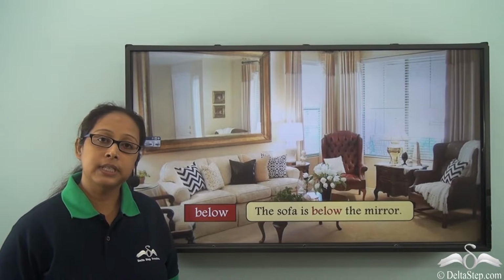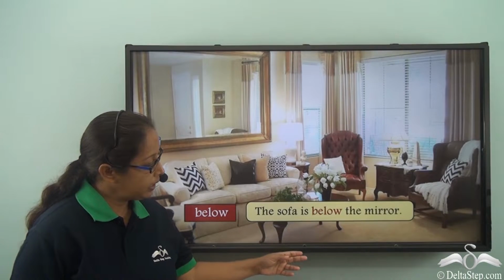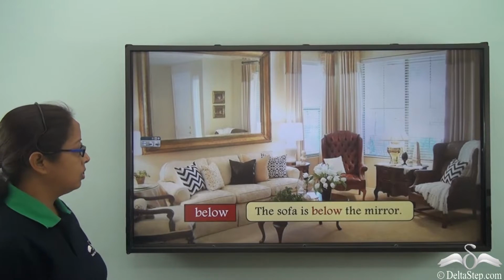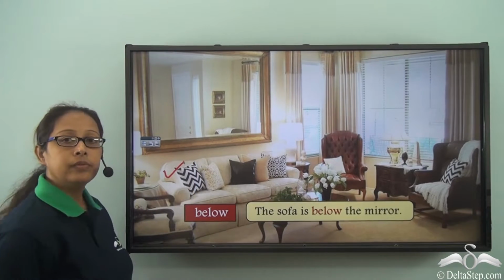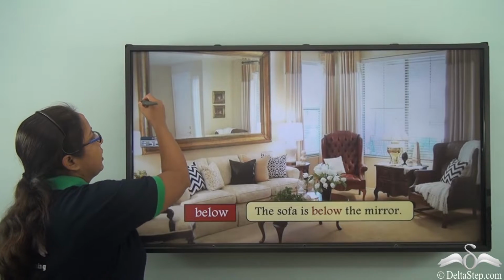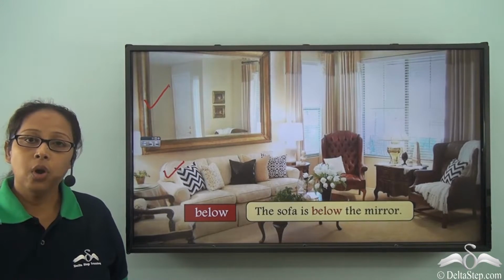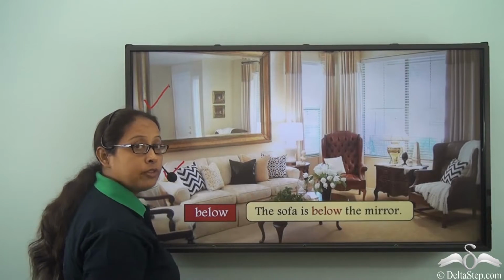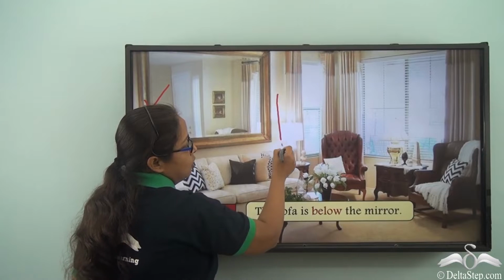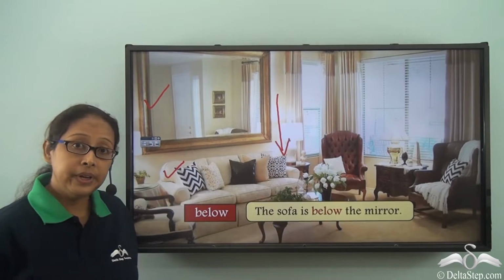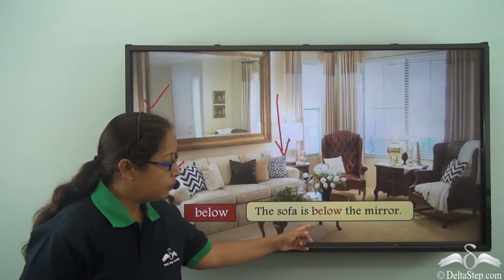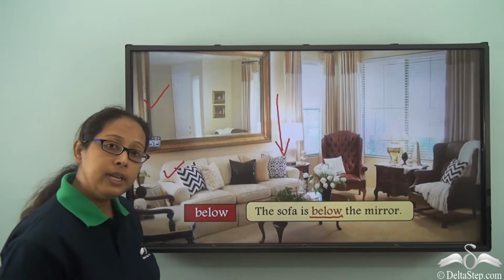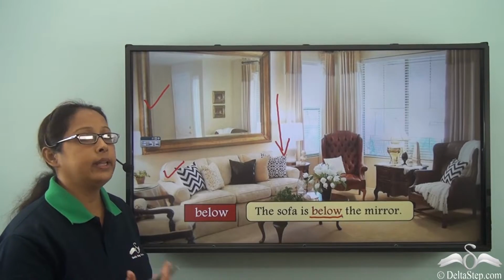Let's check out another example. The sofa is below the mirror. Let's see the image. Here is the sofa. And where is the mirror? It's right here. So, what are we actually talking about? We are talking about the position of the sofa. It is lower than the mirror. So, below is telling us where the sofa is. It is lower than the mirror.